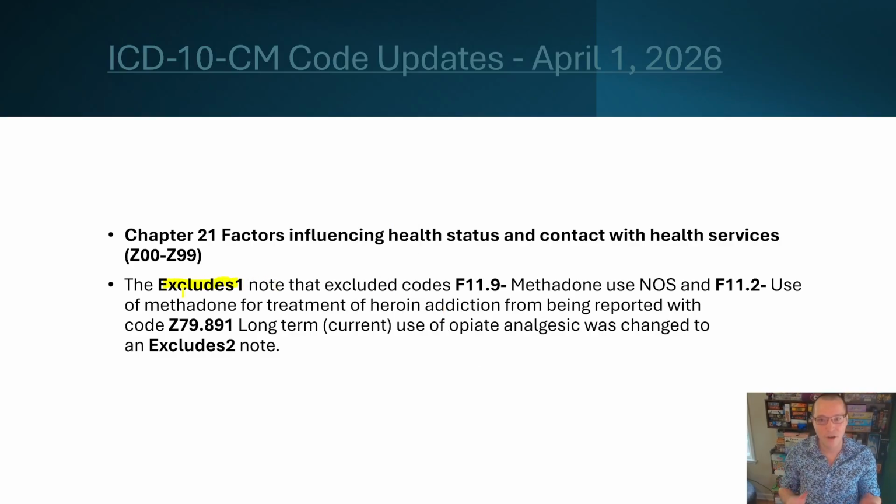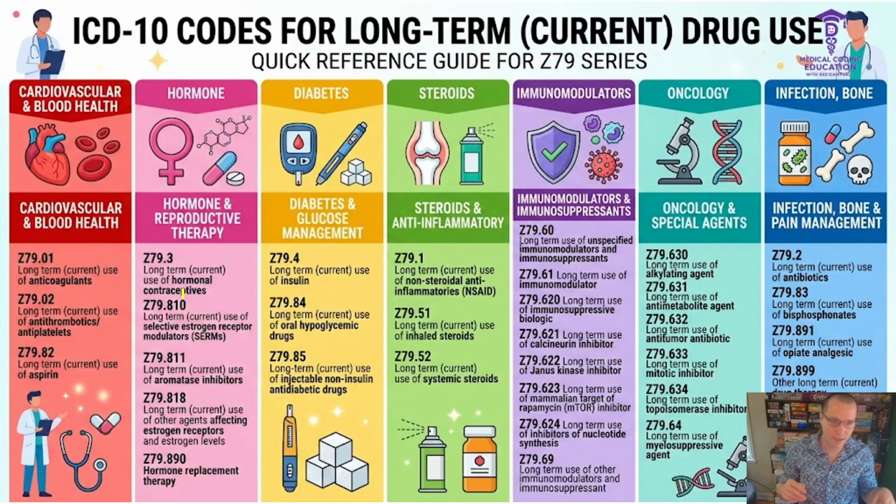Z codes here. What they've updated it to is now the Excludes1 notes that exclude F11.9, methadone use not otherwise specified, and F11.2, use of methadone for treatment for heroin addiction, from being reported with Z79.891, the long-term use of opiate codes. Basically, it just came down to how we use these codes, which we're going to explain quite a bit further as we progress into this video here.